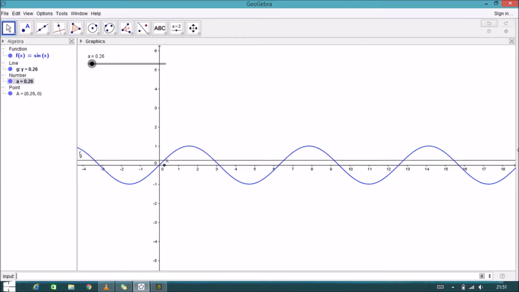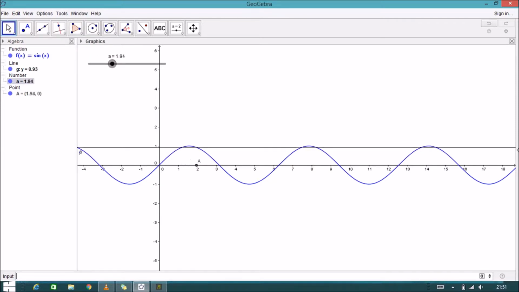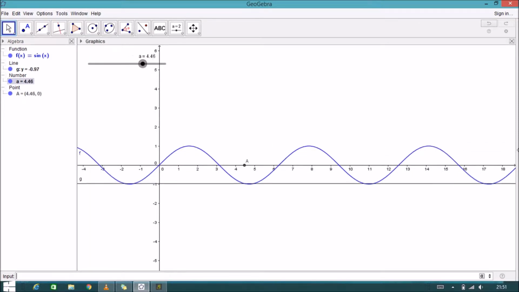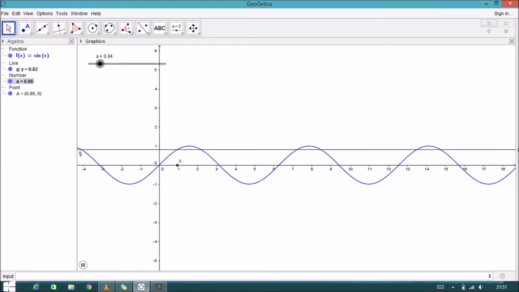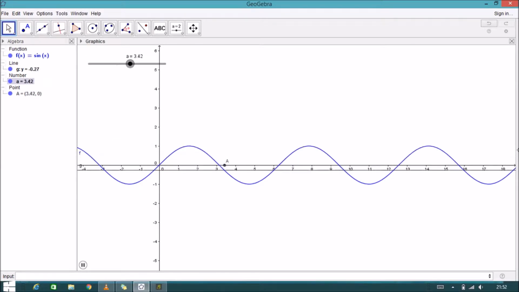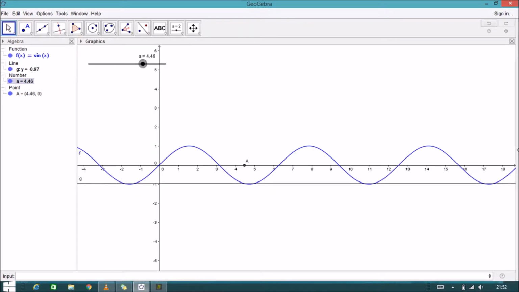Right, now as you can see, as the value of the angle moves along the x-axis, the value of the function, the sine function, moves up, and I've got that line moving up and down to show you the height of the graph at every point on the angle. So as you can see, at the angle being 3.14, the height of the function is back down to 0.